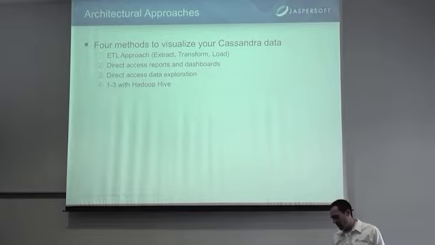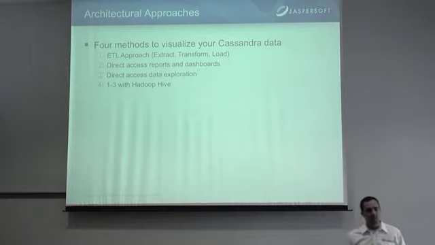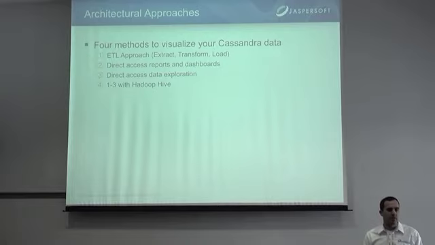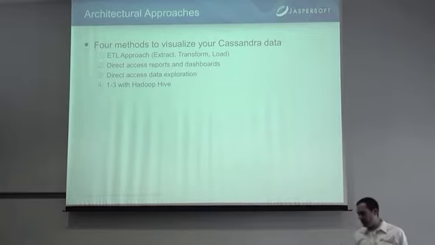So, four methods to visualize your Cassandra data. The first one is an ETL approach: extract, transform, and load your data into another system. The second one is direct access for reports and dashboards. The third one would be direct access for data exploration. And the fourth one is doing one to three with Hadoop Hive, which is a cool option with Cassandra.